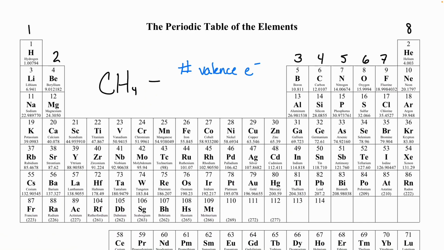So if we look at this compound here, we have 1 carbon. Carbon has 4. Plus we have 4 hydrogens. Each hydrogen has 1 valence electron. So 4 times the 1. That brings us to a total of 8 valence electrons for this compound.